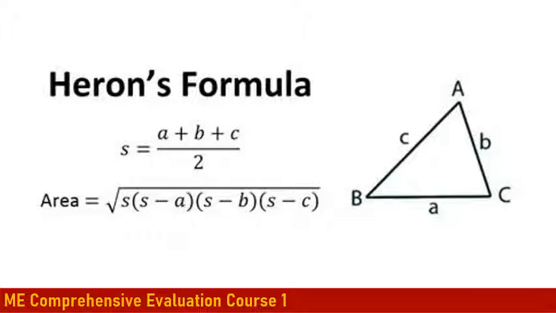Heron's formula, on the other hand, is useful in solving for the area of a triangle that is oblique.